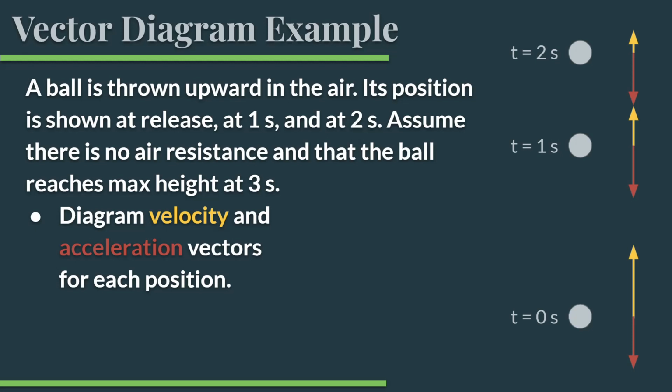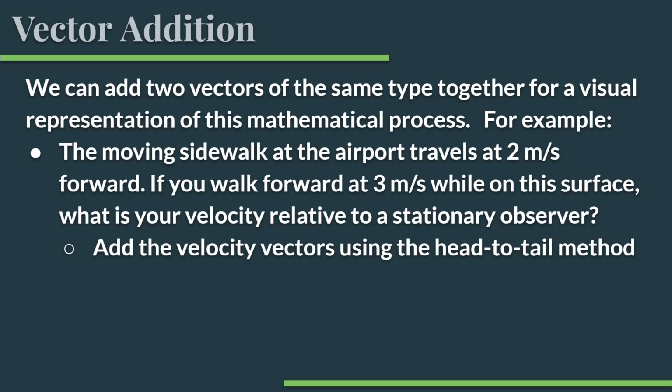Okay, so this is how you can represent vectors for a specific scenario like this. And this is two different types of vectors. We have an acceleration vector and a velocity vector. If we have the same type of vector, we could add them together, and we could practice vector addition. But you can't do that with the previous example. But we'll do one with this stuff.